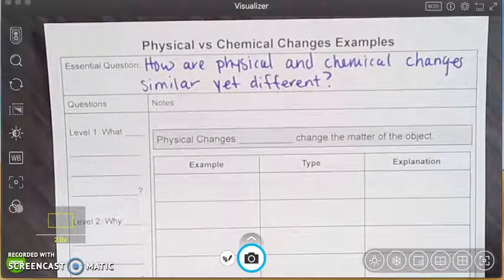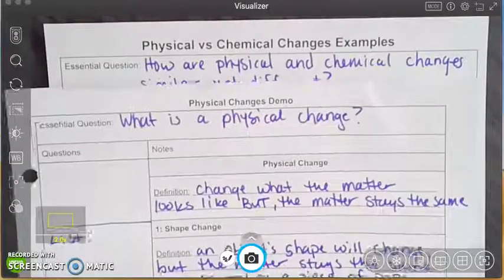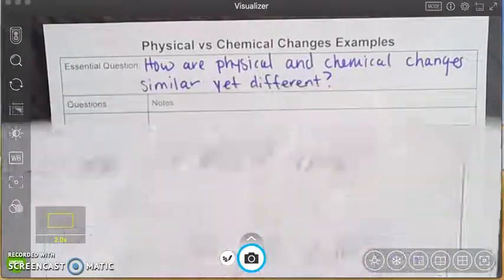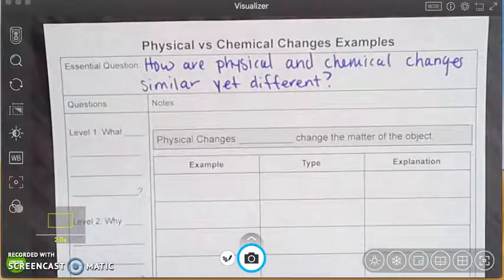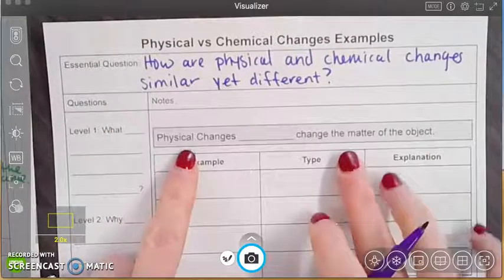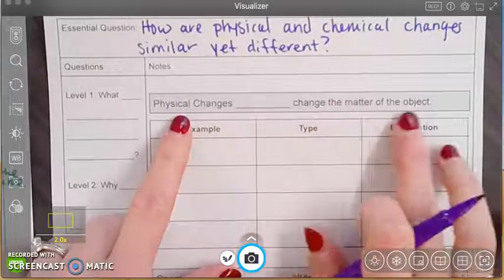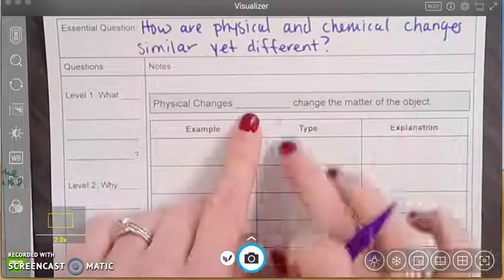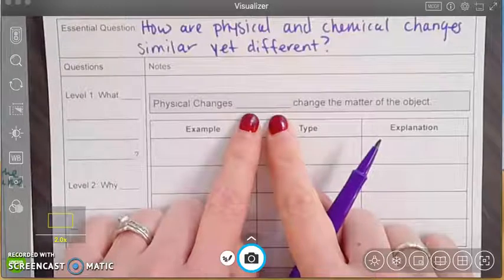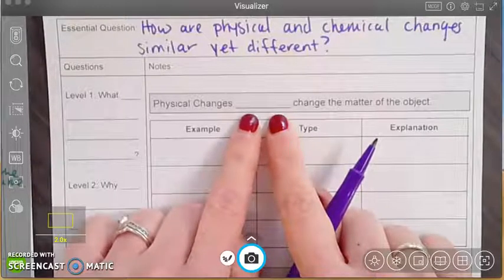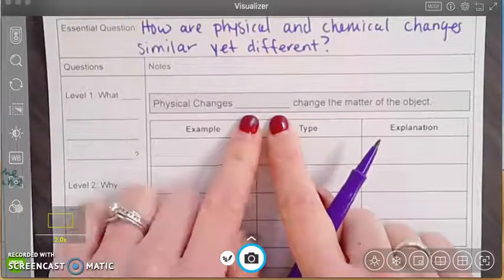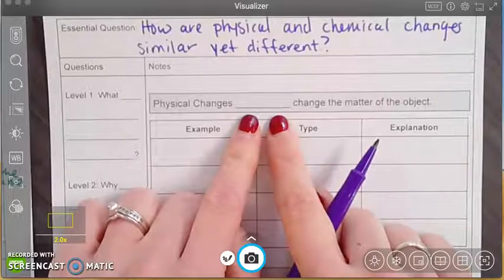We learned yesterday all about physical changes. You took notes on them. It should be in your notebook. It looks a lot like this. You may want to reference this sheet because the very first thing says physical changes blank change the matter of the object. They either do or they do not change the matter of the object. Press pause, figure it out as a class, press play to begin again.